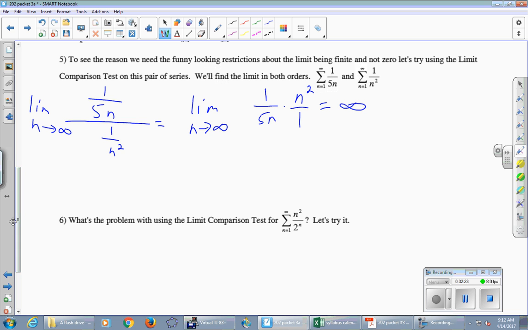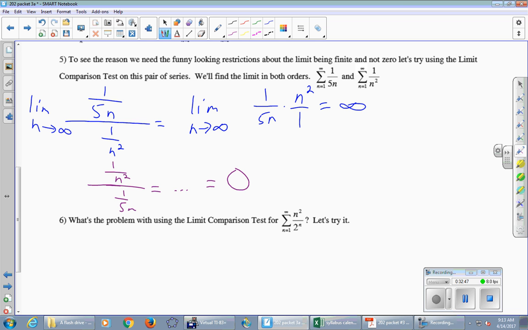But over here, if we had flipped this thing over, so 1 over n squared, 1 over 5n, it'd be 5n over n squared, which equals 0, right? So that's why 0 and infinity are somehow like the same. It's because it's just which way do you divide?